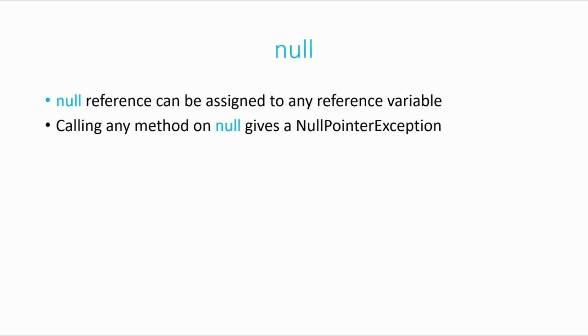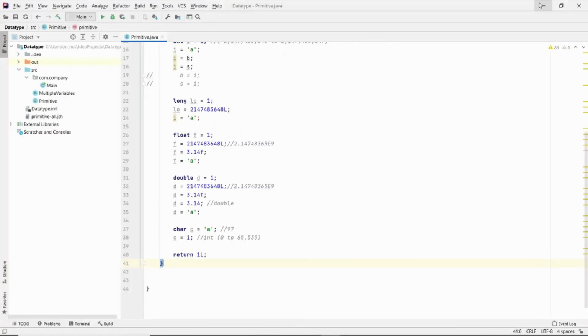Next, null. As I said, null references can be assigned to any reference variable. So all wrapper classes are eligible to accept null as a value. Remember that calling any method on null gives a null pointer exception. If the object doesn't store any memory address of an object in the heap, and if you call a method of a class, it gives a null pointer exception.